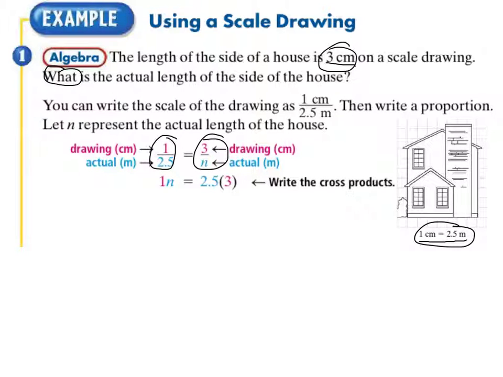Now, if we do cross products, we end up with 1n equals 2.5 times 3, because when a variable is by itself, the 1 is implied, so we don't have to write it when we work through our equation. And then 2.5 times 3 gives us 7.5. So the actual length of the side of the house is 7.5 meters.